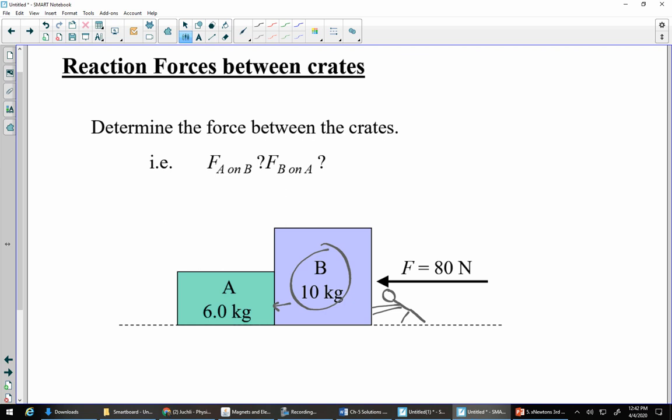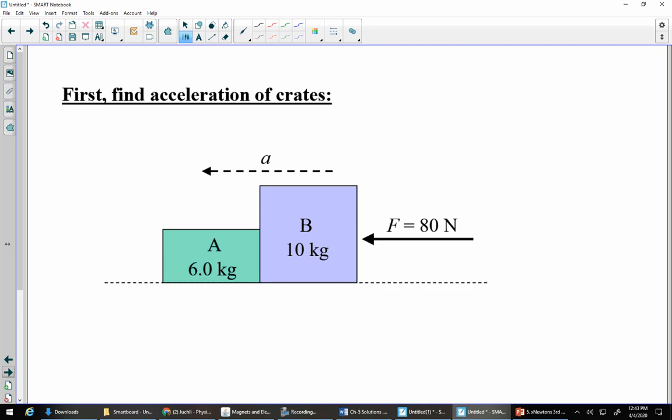Cool. So what these questions actually look for is the force of A on B and the force of B on A. So it's the force between the two carts or the two blocks. If we wanted to solve for this, our first step is to find the acceleration of the crates, and I'm going to write out the whole entire thing.